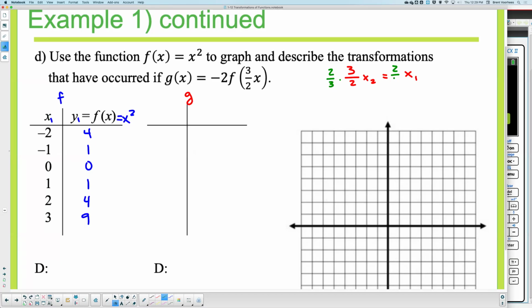If you did this, just check it out. If you multiply by 2/3 on each side, what's 2 times 3? 6. What's 3 times 2? 6 divided by 6 is 1. You're left with x2 equals 2/3 x1. That's going to be your formula here. For a fraction, if it's a liar, you just take the reciprocal. That's what you do. So it'll be 2/3 x1.